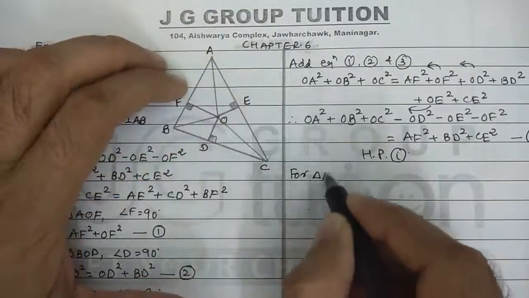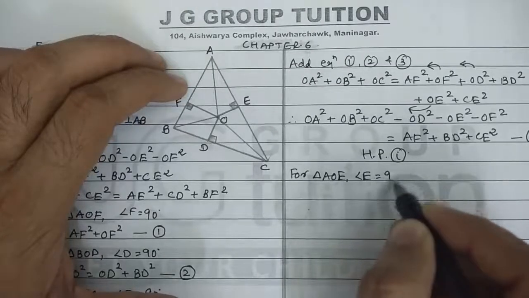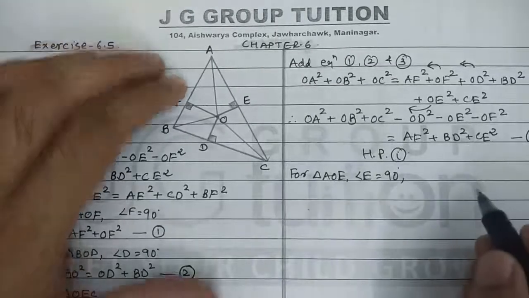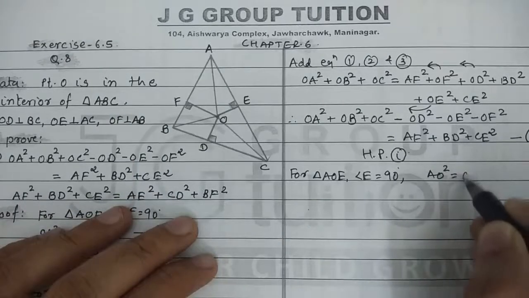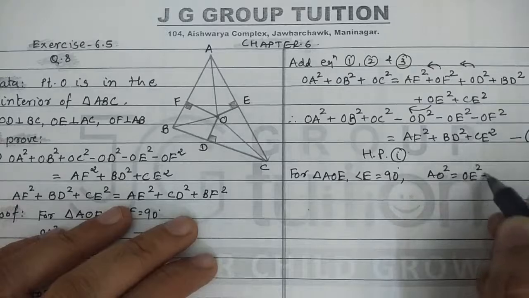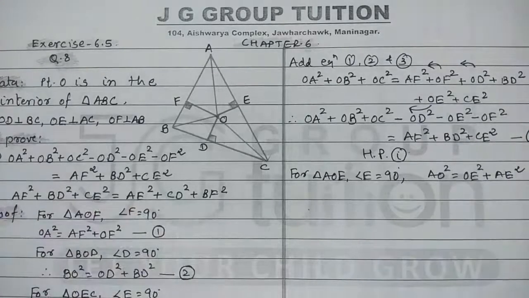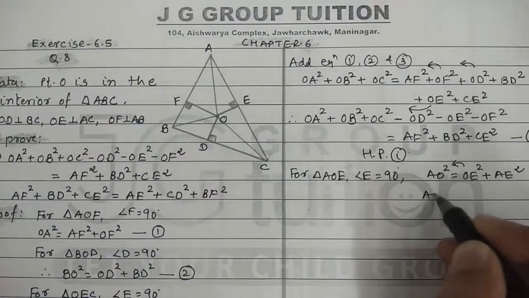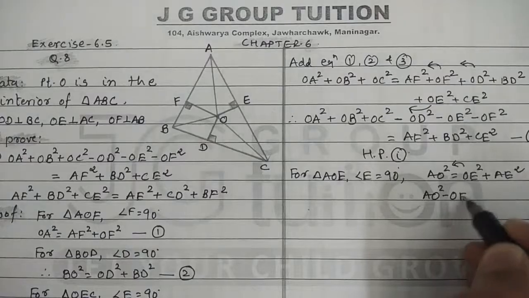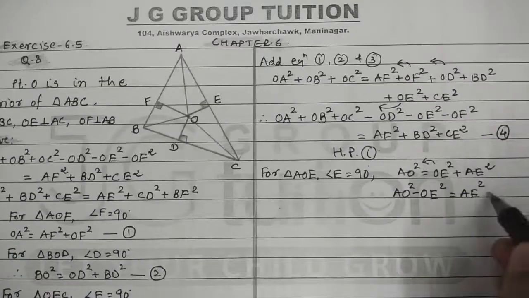For triangle AOE, we can see that angle E is right angle. So the Pythagoras, I'll just note it down here, that is AO square is OE square plus AE square. Fine. So what I'll do, I'll take this left hand side, so I'll obtain AO square minus OE square is equals to AE square. I'll give this as an equation number 5.